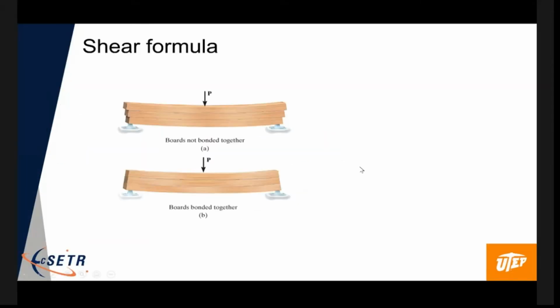This is out of the book. The book has pieces of wood that are not bonded together, so here you can see each one of these pieces of wood would kind of go like that. Whereas when you bond them together, they would stay perpendicular. That's what we're talking about: the shear stress that happens between these layers.